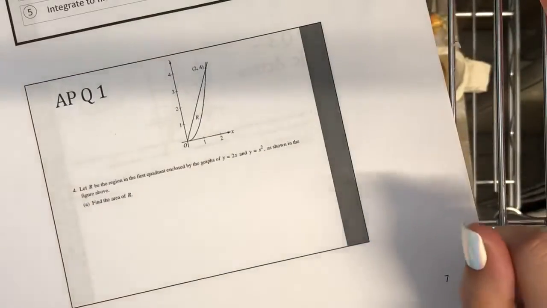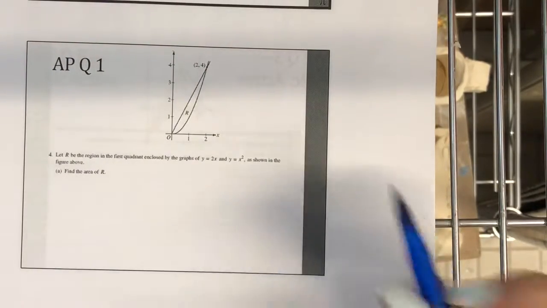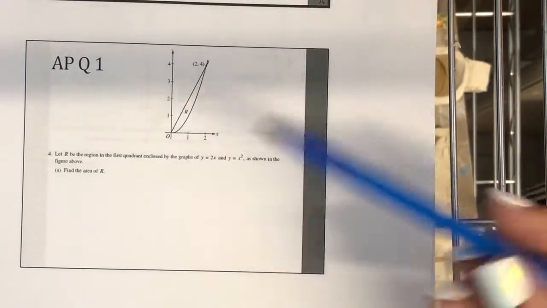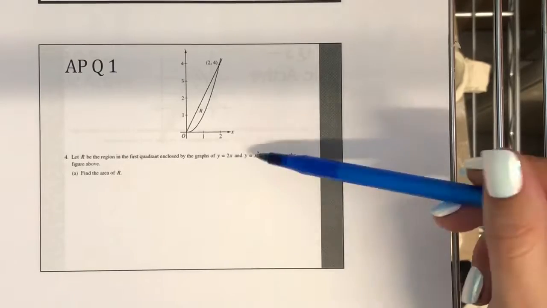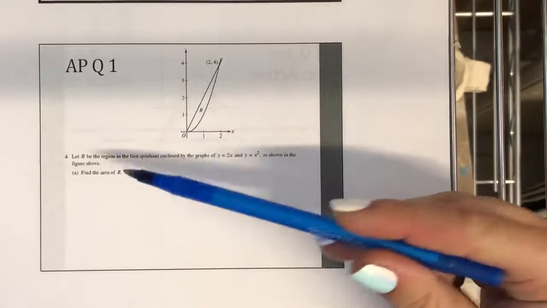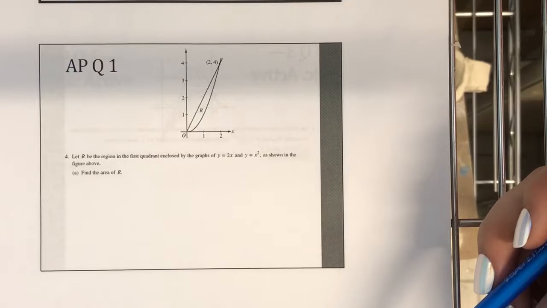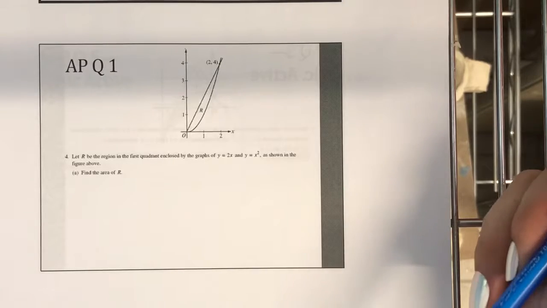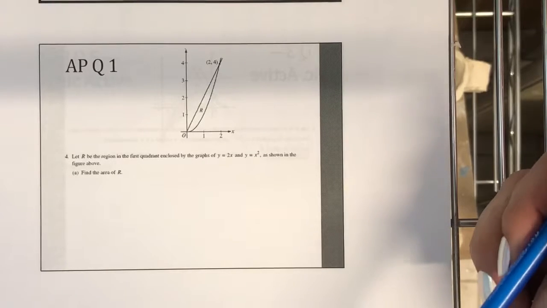Alrighty, so now we're going to go over this next bit in class together, but I want you to do some APQs. APQ 1: let R be the region, you're basically going to do this on your own, in the first quadrant enclosed by the graphs of y equals 2x and y equals x squared, as shown in the figure above. Find the area of R. So this, you might notice, is not a multiple choice question. This is part A of an open response question. Okay, so go ahead and do that.